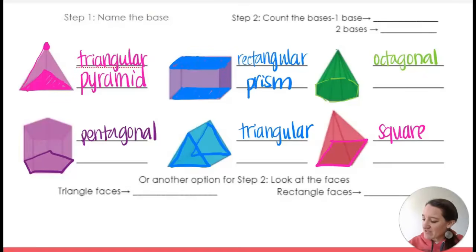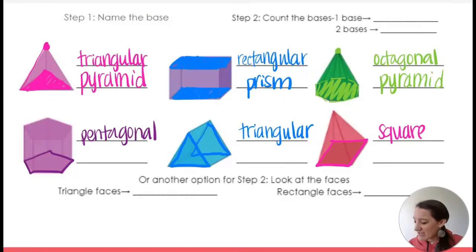This octagonal something comes up to a point. There's one base down here at the bottom. So it is a pyramid. Basically, if it looks like a pyramid, it's a pyramid. If it looks like a box kind of, it's a prism. Okay, this pentagonal thing has 2 pentagons, 2 bases. So it is a prism.